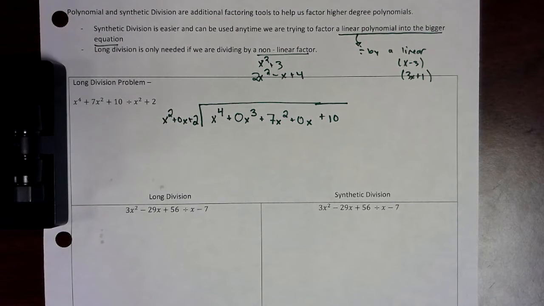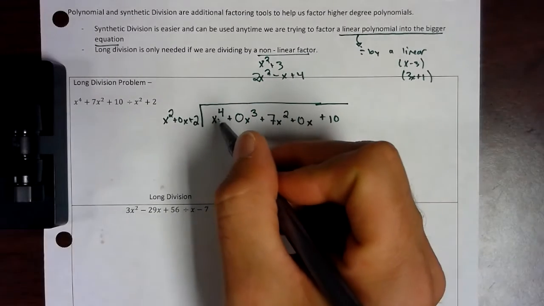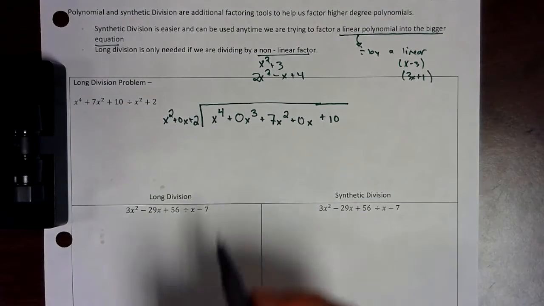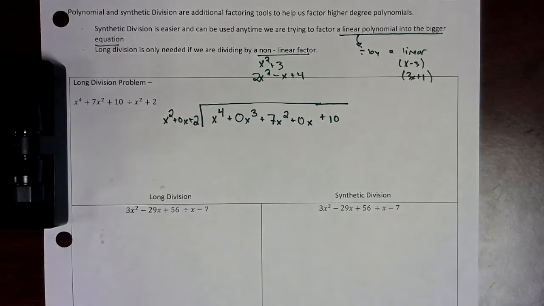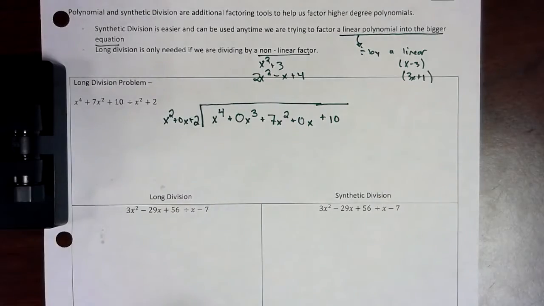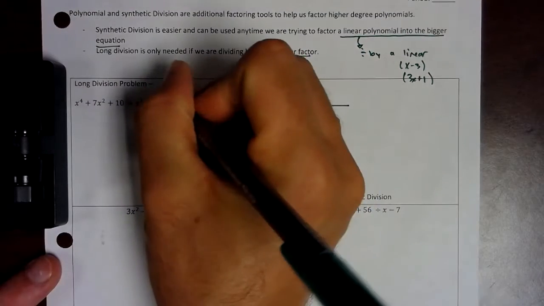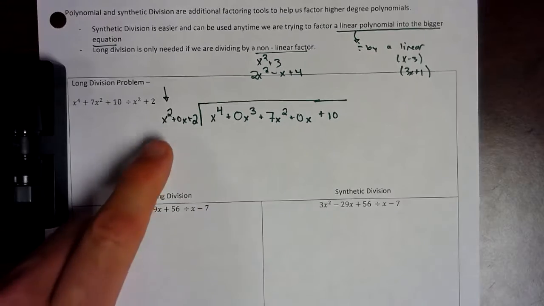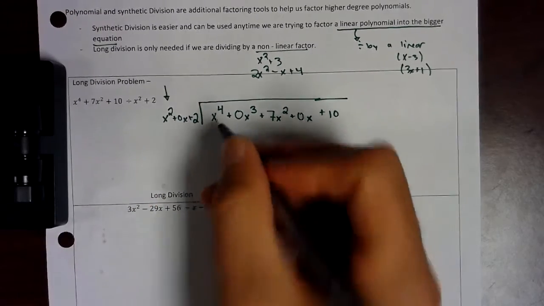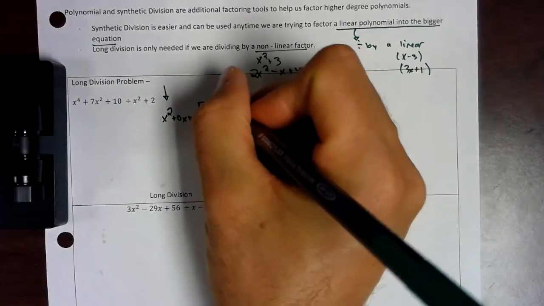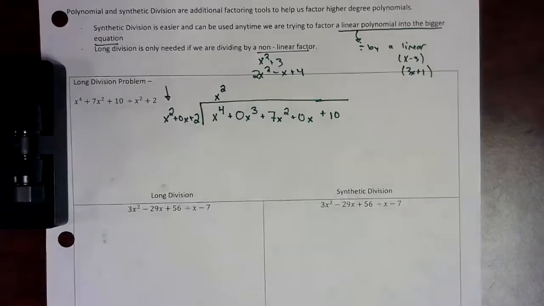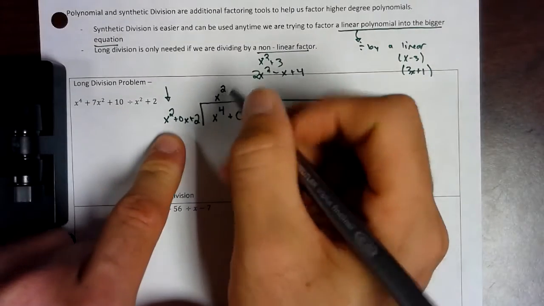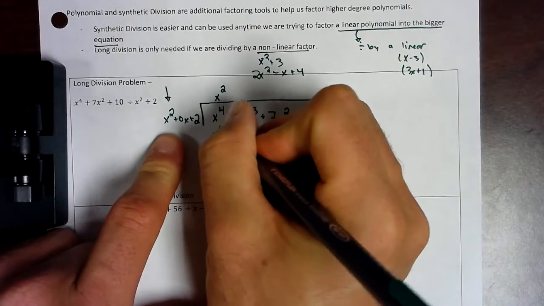All right, so here's how this process goes. What we're trying to accomplish is we want to subtract away another x to the 4th and keep reducing down this equation until we get something smaller than an x squared. So I'm focused on this first term here, that x squared. And I ask myself, x squared times what will give me x to the 4th? And we would say another x squared, right? X squared times x squared is x to the 4th.